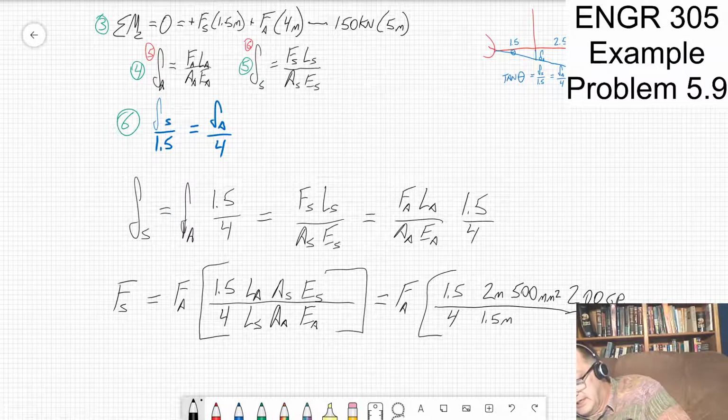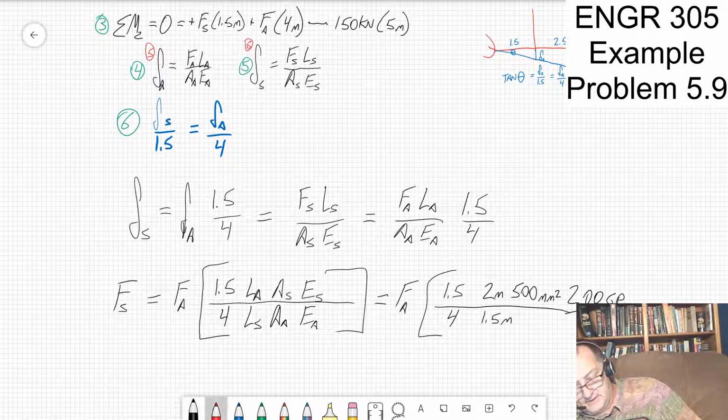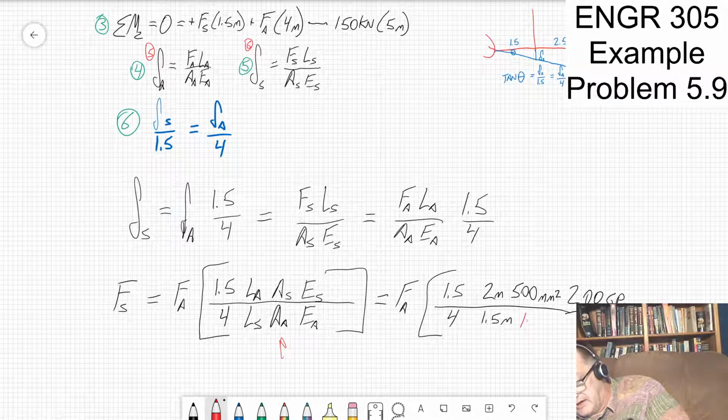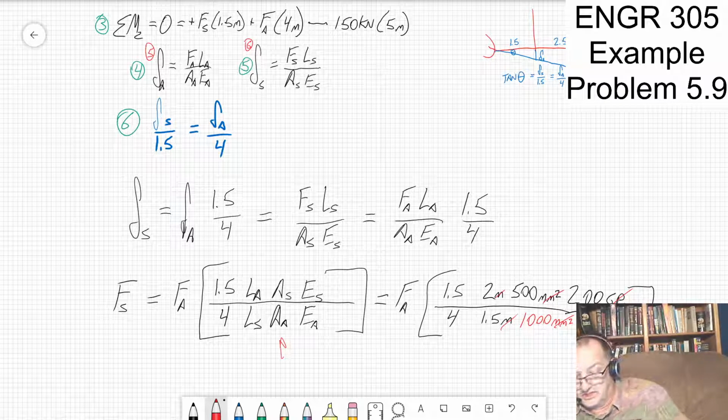1.5 meters. The area of the aluminum is my next term, and that's 1,000 millimeters squared. And then the Young's modulus for the aluminum is 75 gigapascals. Highlight that. And now you can see the units all cancel out. So that's good. And in fact, there's a lot more that cancels out than just the units.